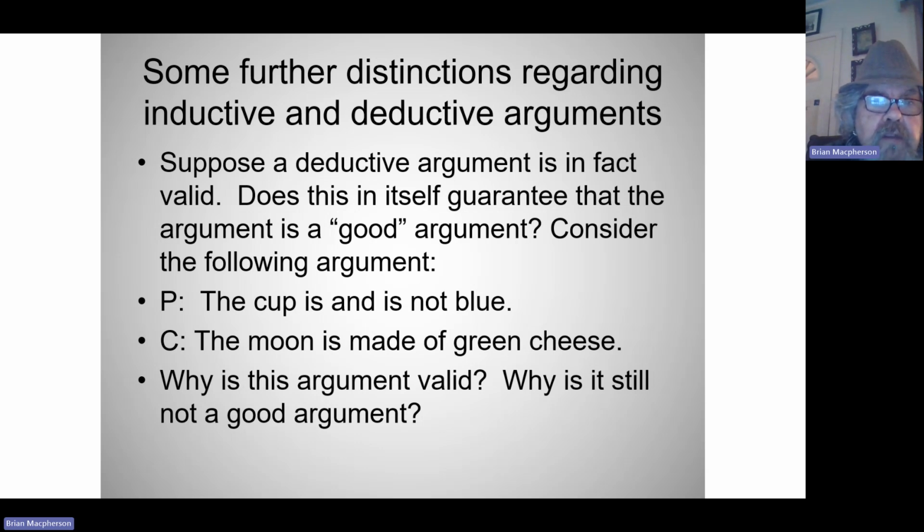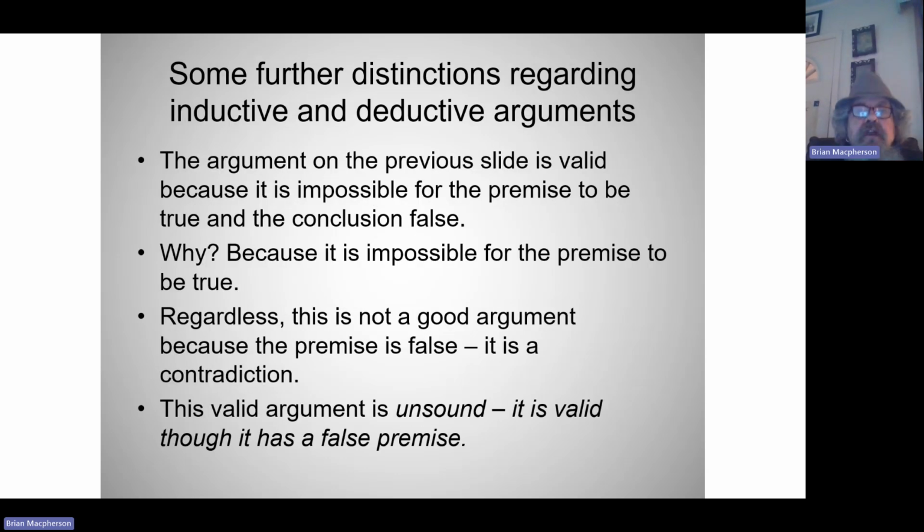Why is it not a good argument? Well, the argument on the previous slide is valid because it is impossible for the premises to be true and the conclusion false, because the premise is a contradiction. It's necessarily false. Even though the argument is formally valid, it is still not really a good argument because the premise is false. So we say that the valid argument on the previous slide is unsound. It is valid, although it has a false premise.